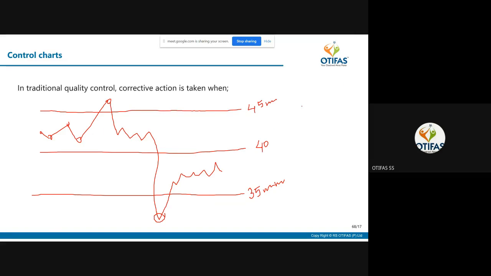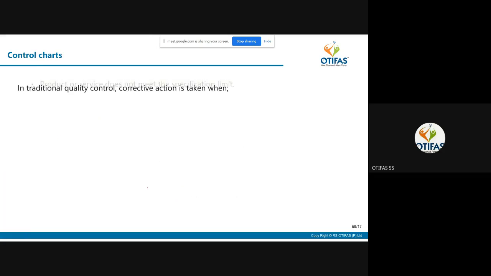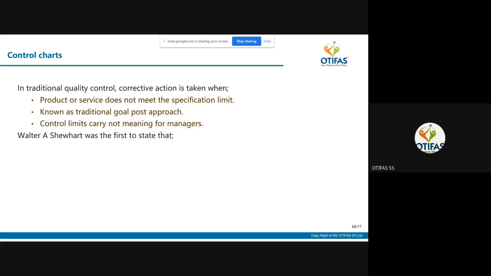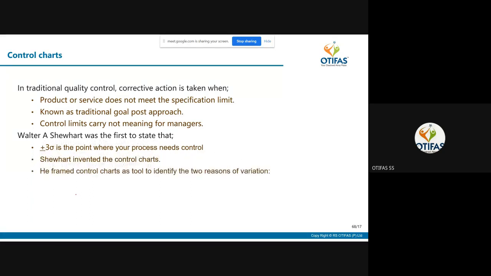Well, then what is a control chart? A control chart has control limits of mean plus minus 3 sigma. This is called the traditional approach, but Shewhart is the person who said that mean plus minus 3 sigma is the point where you need control in your process. A control chart talks about two kinds of variation: common cause variation and special cause variation. So, a control chart will tell you about special cause variation. So, let's understand that.